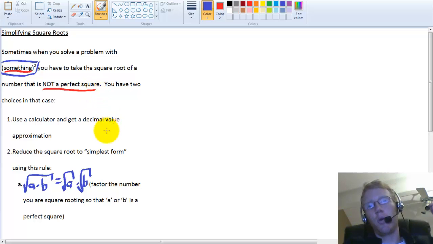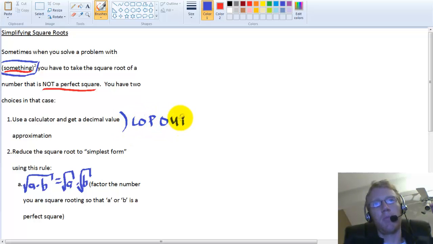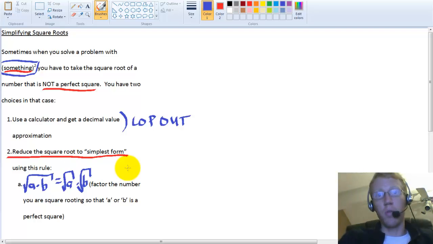So you kind of have two choices. The first one is like the cop-out. I'll call this cop-out. That means you're being lazy. You could get a calculator out and you could just type it in, square root of 37 or square root of 90 or whatever it is, and you can get a decimal value that you have to round. But typically we want to avoid rounding because that's less accurate than getting exact values. So typically our preferred method is to reduce the square root to simplest form, and there's just one rule that you need to know that will enable you to do that.